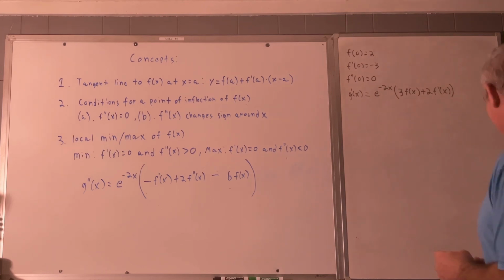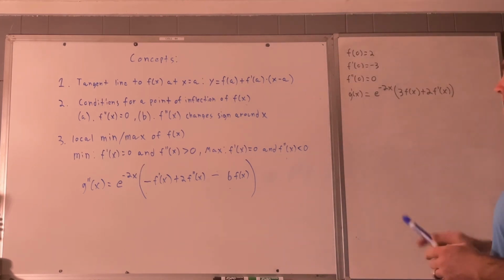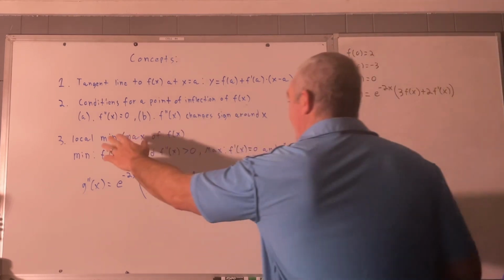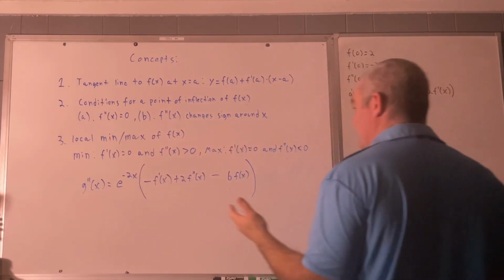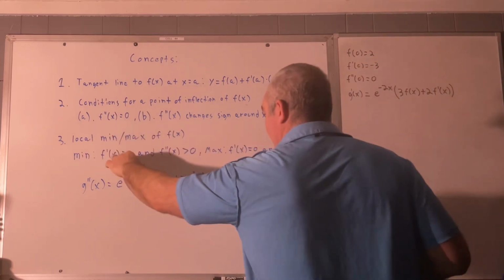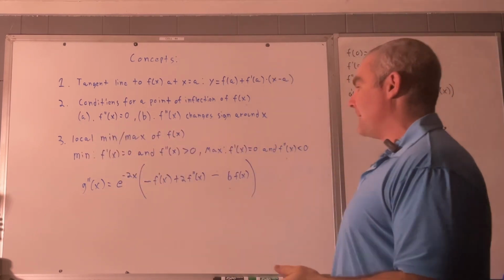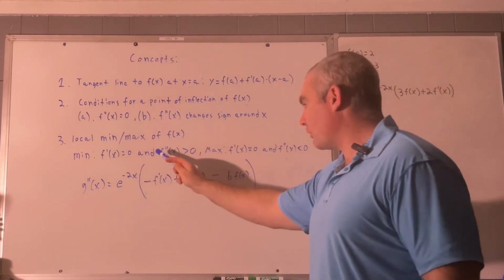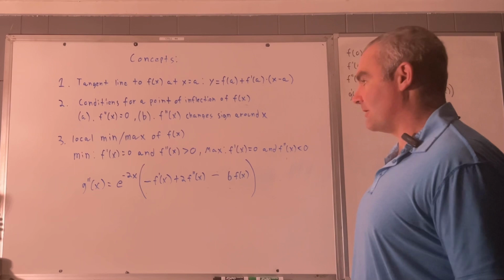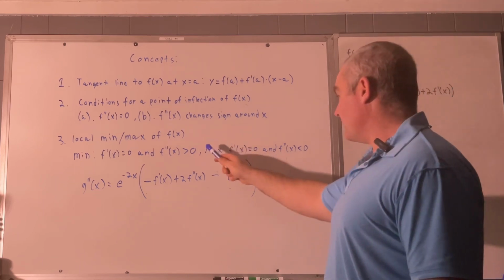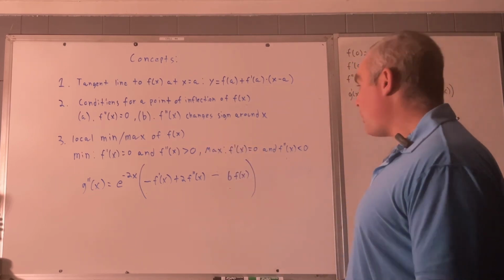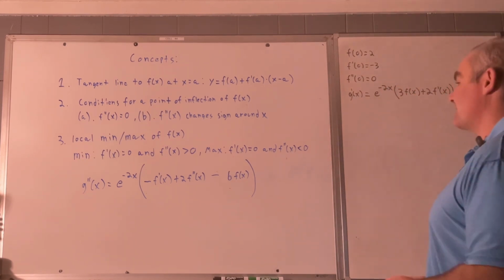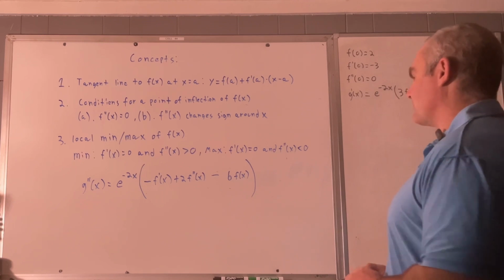Does g have a local maximum at x equal to 0? This is where our third concept comes in. A local min or max of f of x: a minimum occurs when both of these conditions are met. f prime of x has to equal 0, and f double prime of x has to be greater than 0. A maximum would occur when f prime of x is equal to 0 and f double prime of x is less than 0. And let me show you why that's true. Okay.